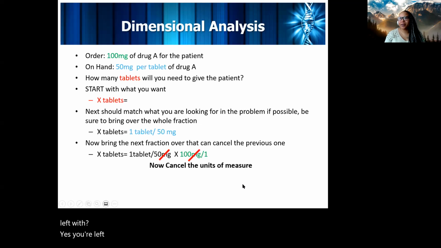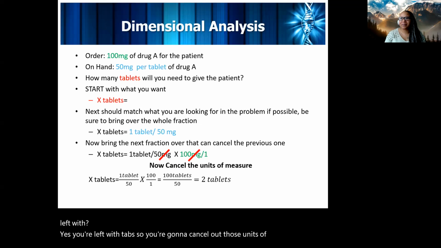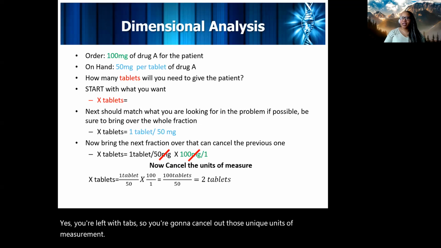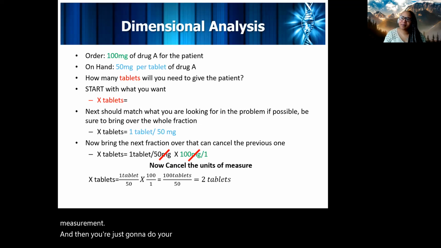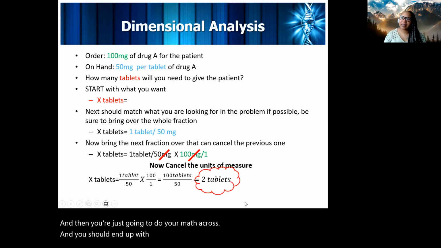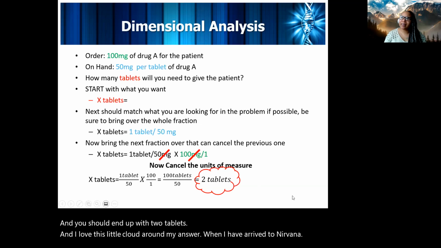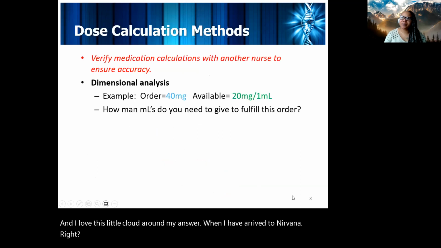So you're going to cancel out those units of measurement. And then you're just going to do your math across. And you should end up with 2 tablets. And I love this little cloud around my answer when I have arrived to nirvana. Right? Let's try another one.